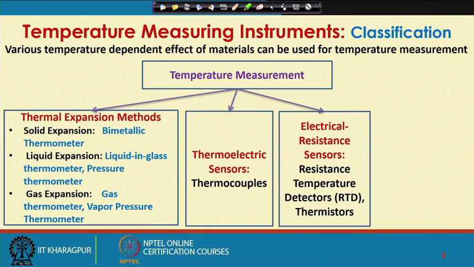Next, we will talk about electrical resistance sensors. Under this, we will talk about resistance temperature detector and thermistors.